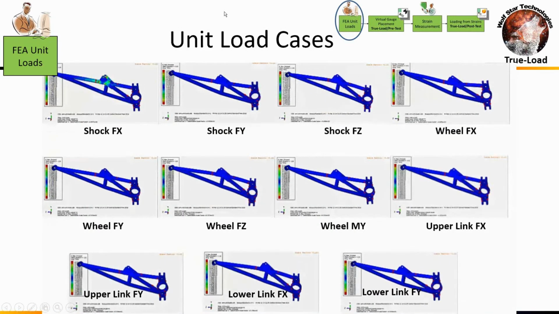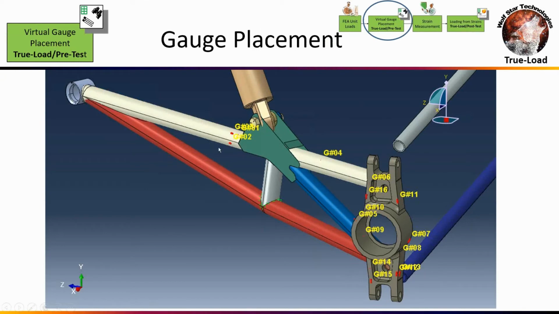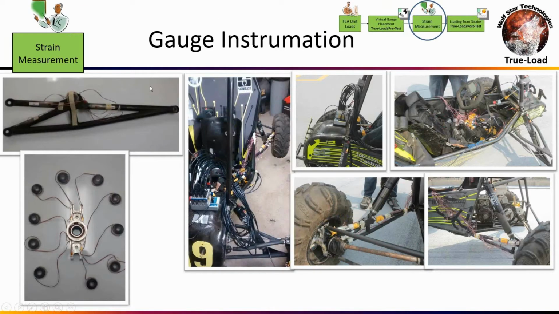These are the animations of their unit load cases. And then the TrueLoad software told them to place strain gauges in these locations. So we got some gauges on the arms. Most of the gauges ended up being on this forging here, because that's where most of the load paths are. So again, the gauges end up going on the load paths. And then they instrumented everything up.